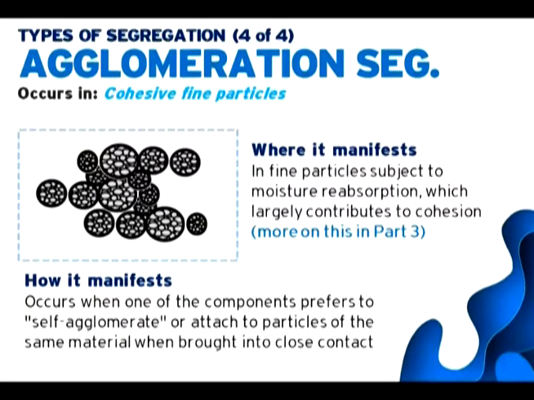And fourth, agglomeration segregation. This occurs in cohesive fine particles. This occurs when fine particles are subject to moisture reabsorption, which largely contributes to cohesion. It manifests when one of the components prefers to self-agglomerate or attach to particles of the same material when brought into close contact. More about this topic will be presented later on.